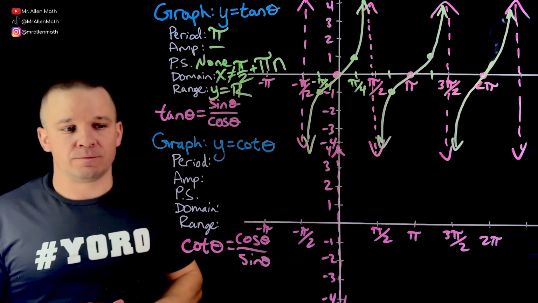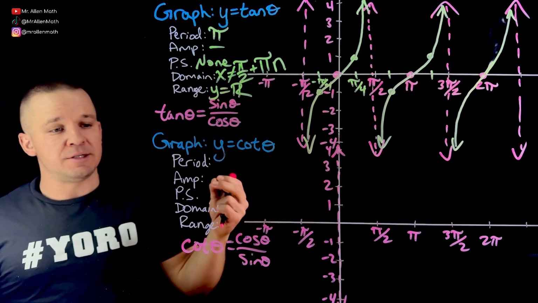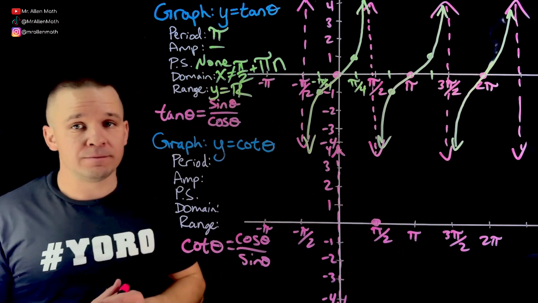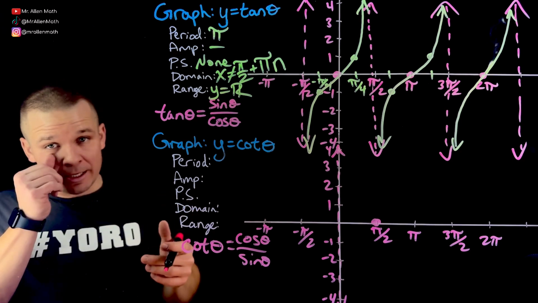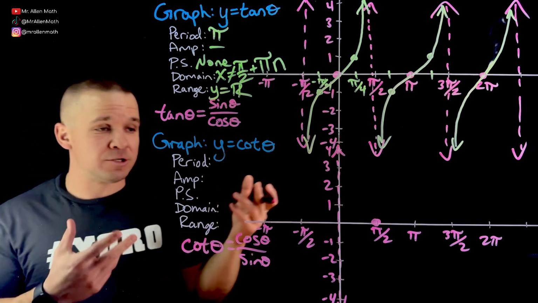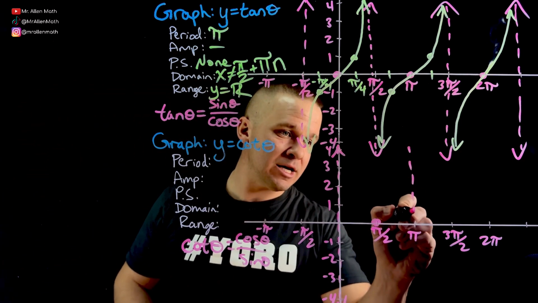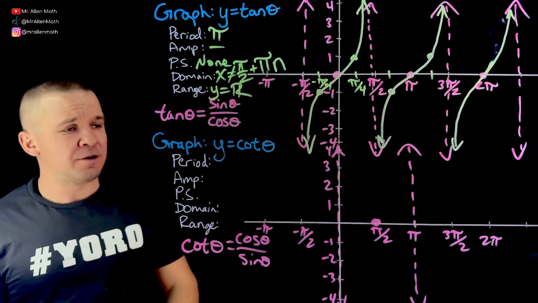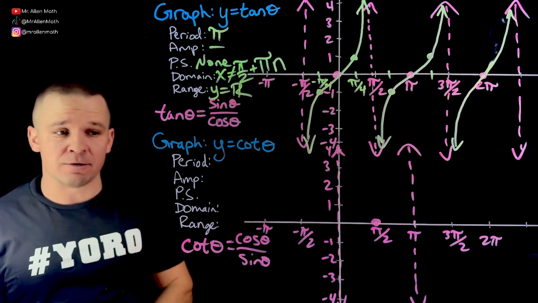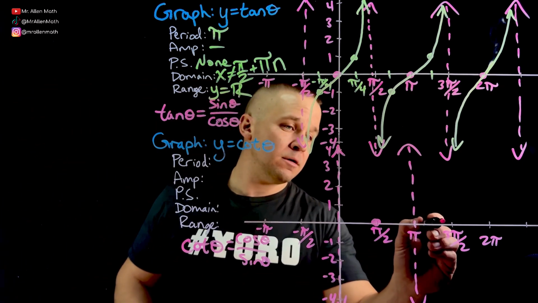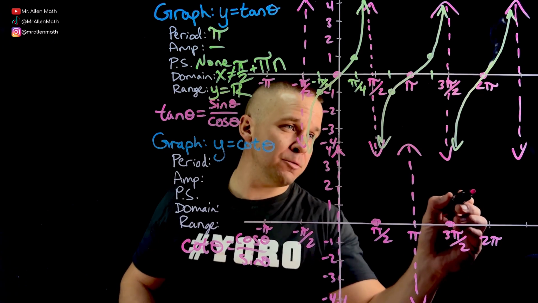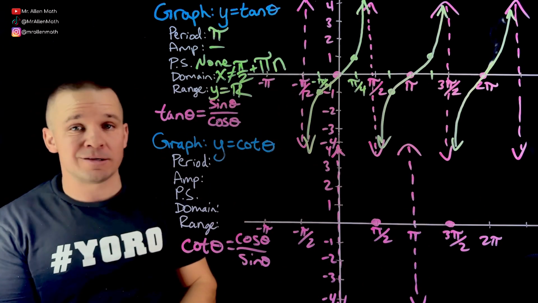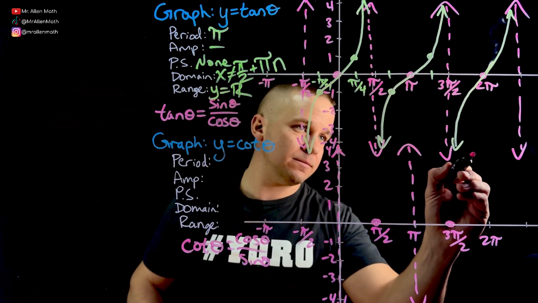How about pi over 2? Well, pi over 2, cosine is 0 and sine is 1, so we get 0. At pi, we got cosine is negative 1 and sine is 0, so negative 1 divided by 0, that's another asymptote right there. 3 pi over 2, we've got ourselves cosine is 0, sine is negative 1, so we get 0. And at 2 pi, same thing occurs that happened originally, right? I'm going to get cosine is 1, sine is 0, undefined.